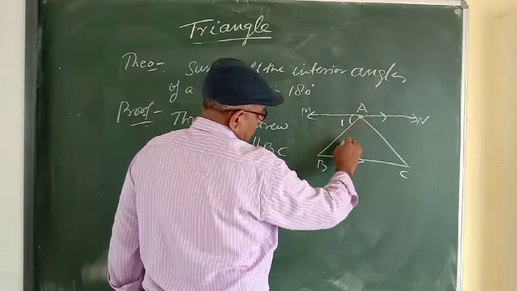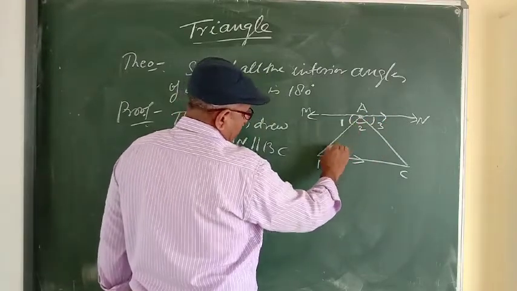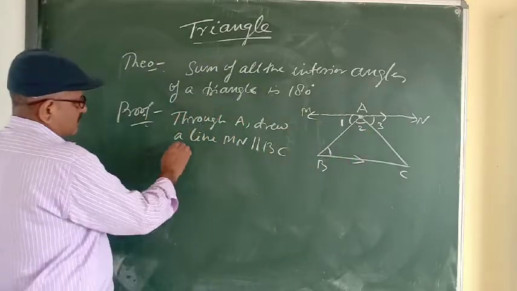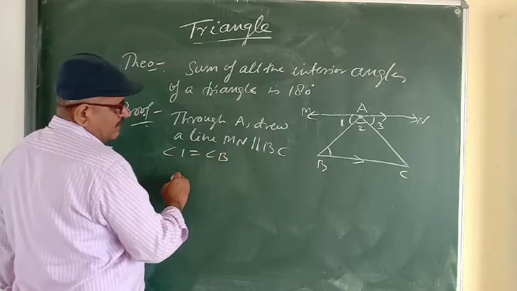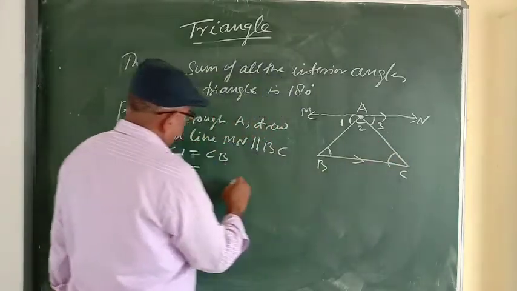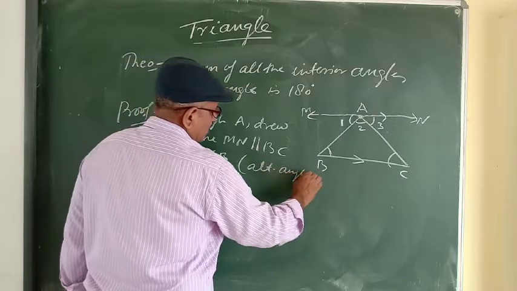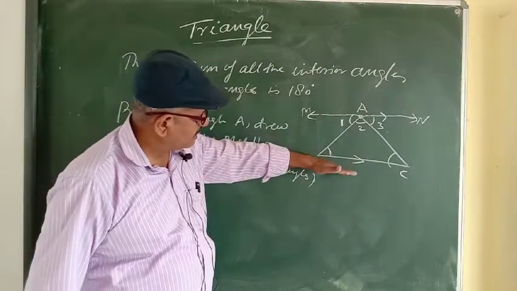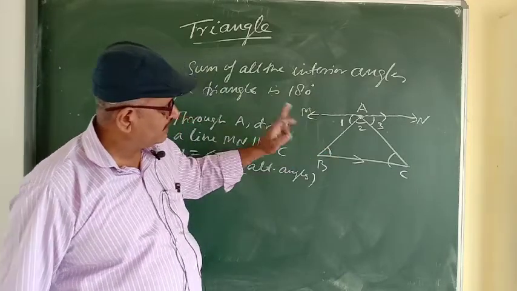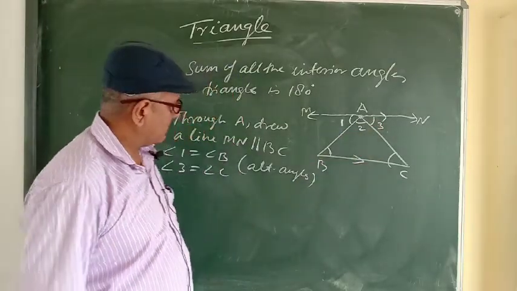Suppose this angle is 1, this angle is 2, this angle is 3. So what will be angle 1? Angle 1 will be equal to angle ABC, that is angle B. Angle 3 is equal to angle C, reason: alternate angles. These two lines are parallel and AB is the transversal. So 1 and B are interior alternate angles, and 3 and C are alternate angles. So both are equal.